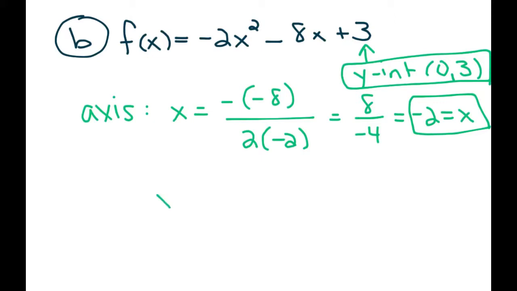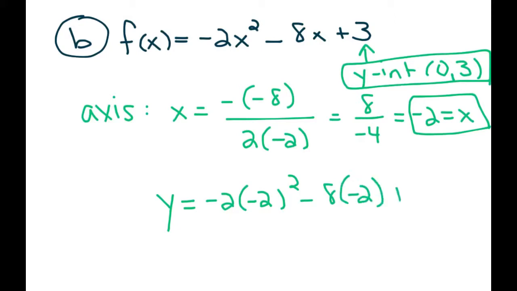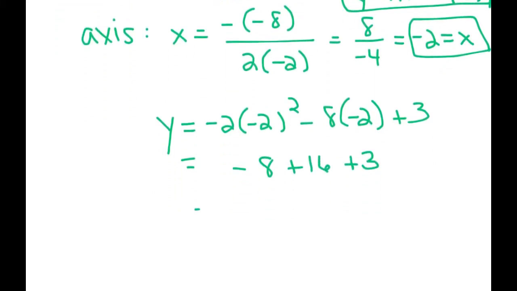To find the vertex, I need to find y, so I plug negative 2 back into the original equation. Let's see, this is going to be negative 8 plus 16 plus 3, which is 11. So the vertex is at (negative 2, 11).